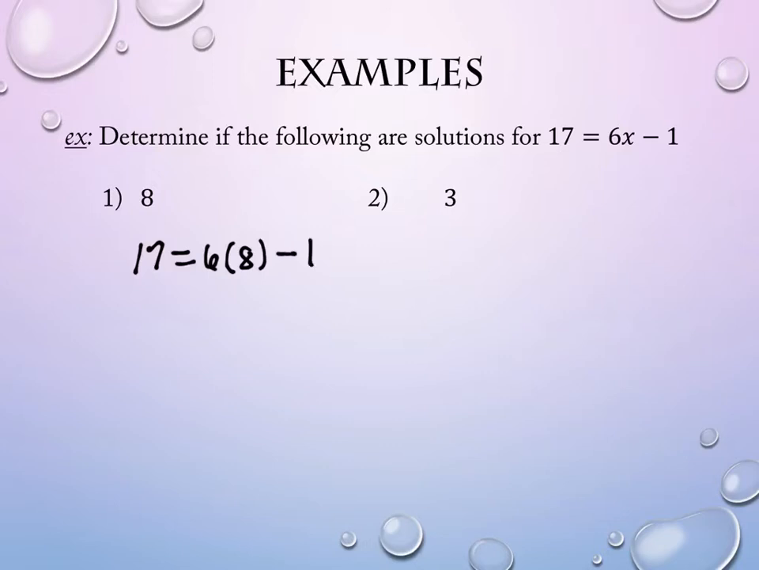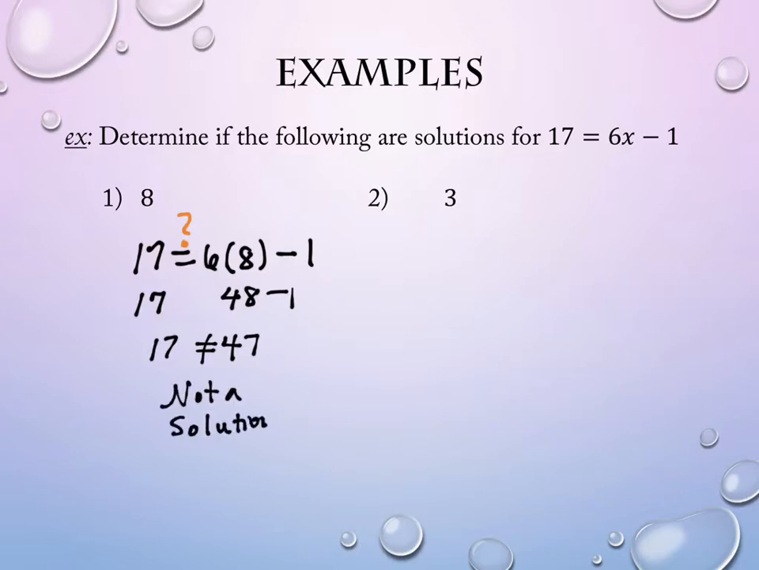So it's much like we're really asking a question right here. Are these going to be equal when I'm done? So I've got 17 on the left. What is 6 times 8? 48. And 48 minus 1 is 47. 17 is not equal to 47, right? It isn't. So this is not a solution. Or you can just say no. It didn't work.